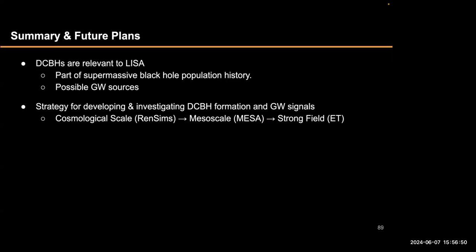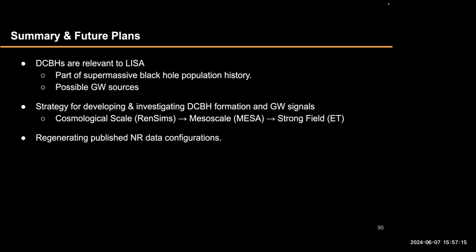And it goes from a cosmological scale inspired simulation from a code that can evolve galaxies, into a mesoscale, to a code that is specialized in evolving supermassive stars until they are about to collapse. And then we move on to a strong field code like the Einstein Toolkit that is able to do full numerical relativity.